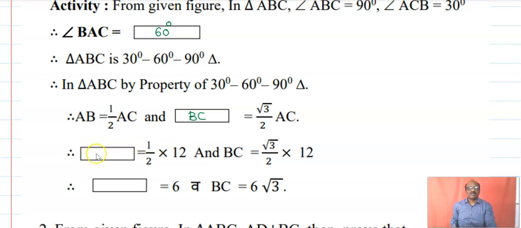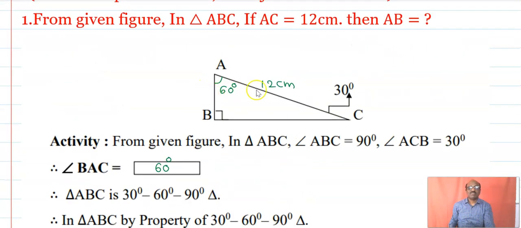Here we want to find out AB. AB is equal to 1 upon 2 into 12, and BC is equal to root 3 by 2 into 12. And 1 upon 2 into 12 means 6. Therefore, AB is equal to 6, and BC is 6 root 3. Simple fill in the blanks.